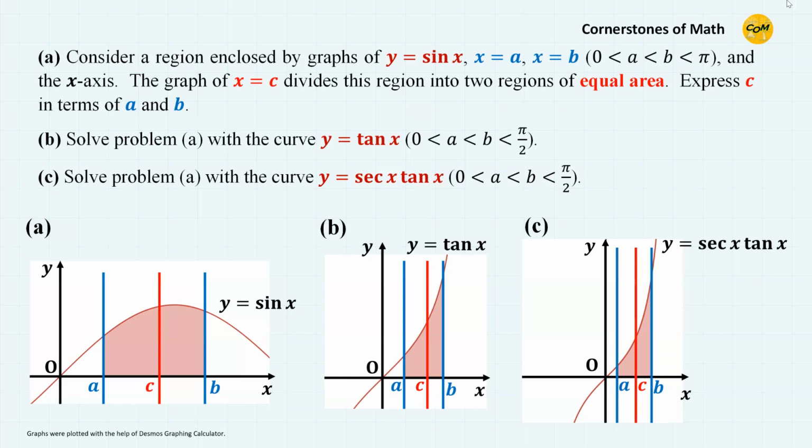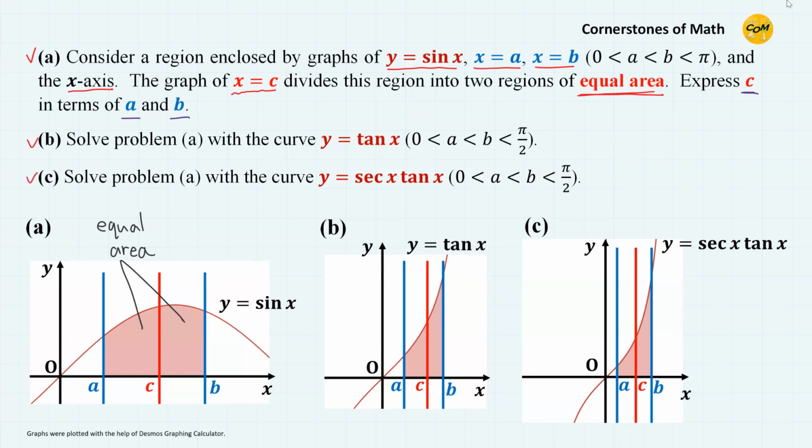Today I am going to solve the following problems. As for problem A, consider a region enclosed by graphs of y equals sine x, x equals a, x equals b, and the x-axis. The graph of x equals c divides this region into two regions of equal area. Then express c in terms of a and b.